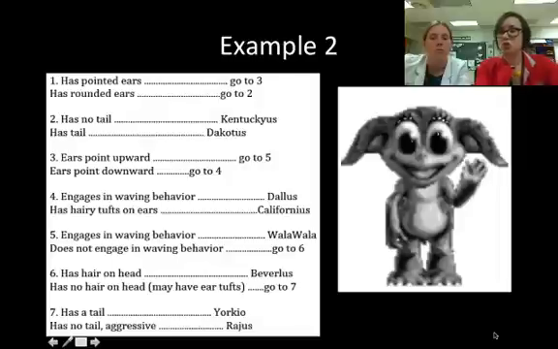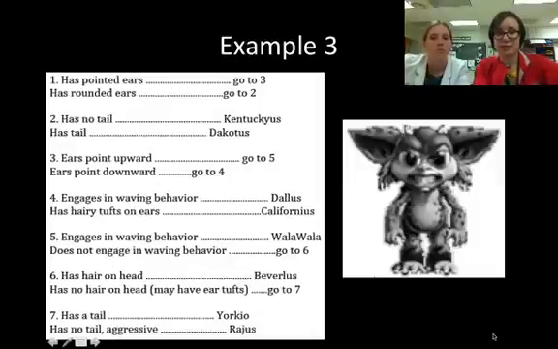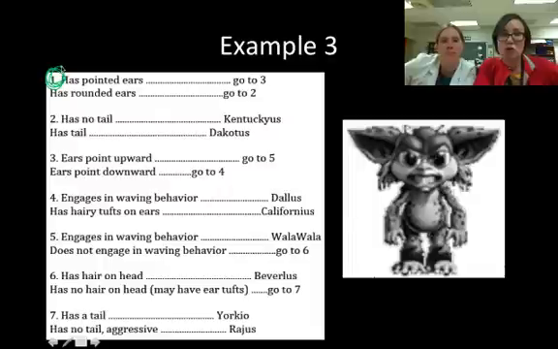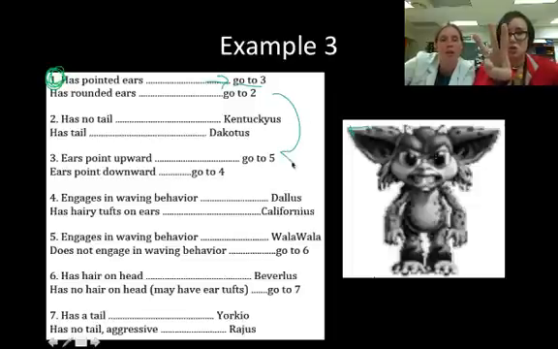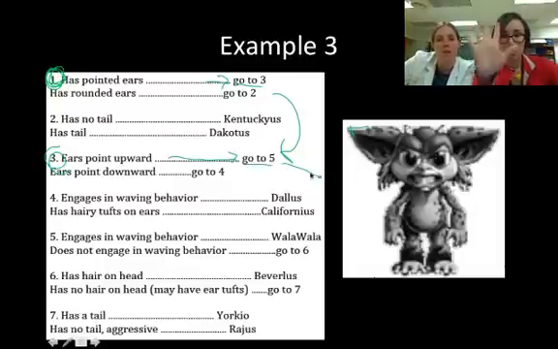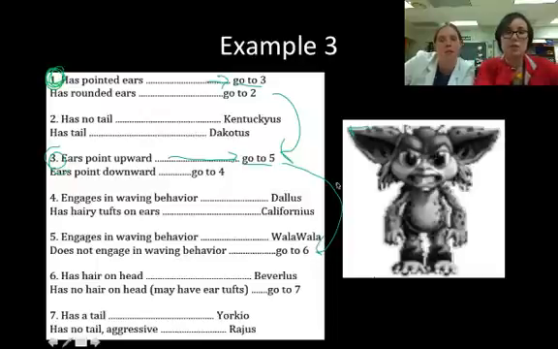All right. So let's try one more together and see how we do. All right, this guy looks a little mean. So here's our new organism, but what's our number one rule? Always start at number 1. All right, so let's go through quickly. Pointed ears, rounded ears. Definitely pointy, so it says to go to 3. So we're jumping down to number 3. Are ears pointed upwards or downwards? They're pointed upwards. So it says to go to number 5. So we're jumping to number 5.